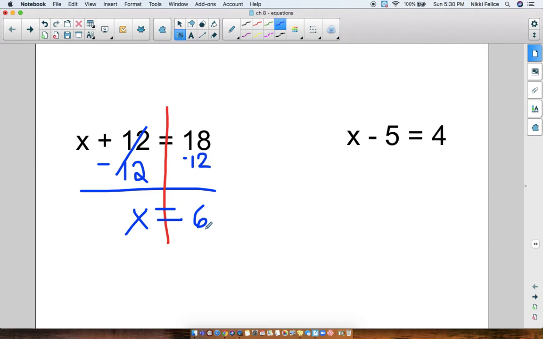And I know that's true because when I go back and check my work, if I plug 6 in here for x, 6 plus 12, that does equal 18. So we did it correctly.